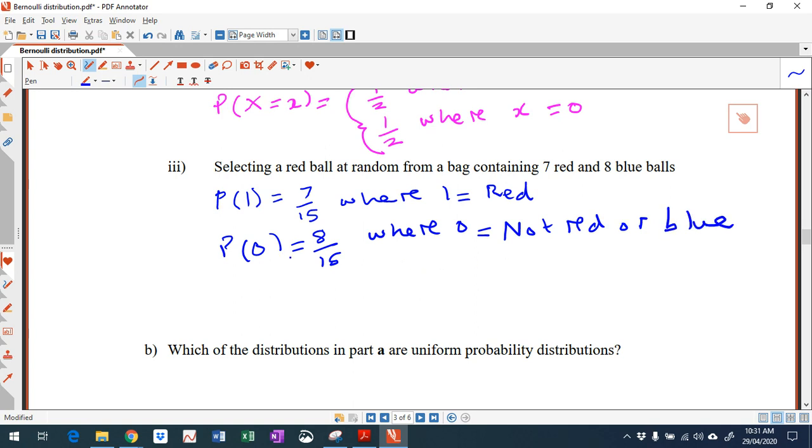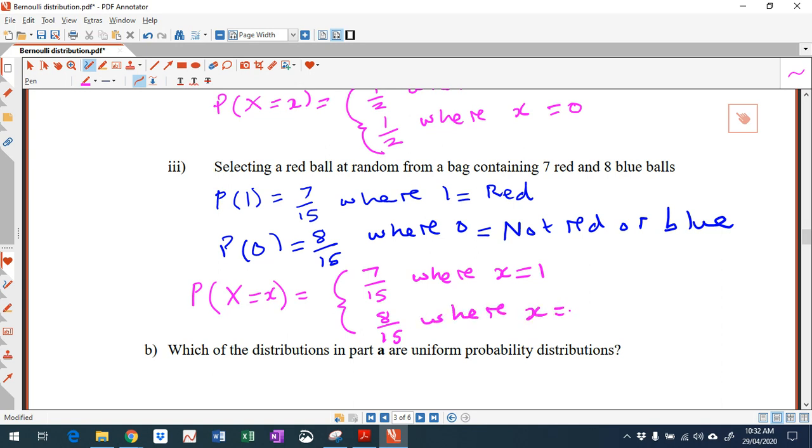Okay, so now we can look at writing the Bernoulli probability distribution. Okay, so let's have a look. So probability of X equals X is equal to, okay, success first, 7 over 15, where X equals 1, and then 8 out of 15, where X equals 0.